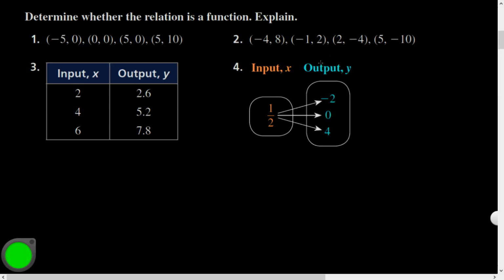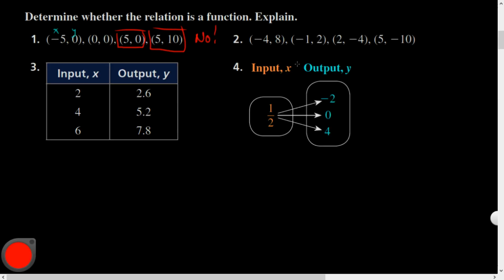All right, so problem 1. Let's see, Ethan, if you could help me out. So these are ordered pairs, right? We've got x's and y's. X's are the inputs. Function or not a function? Thoughts? Nada? Why? Where does it fail? Where does it break down? 5, 0, and 5, 10. I've got the same input giving me 2 different outputs. No, not a function. All right.